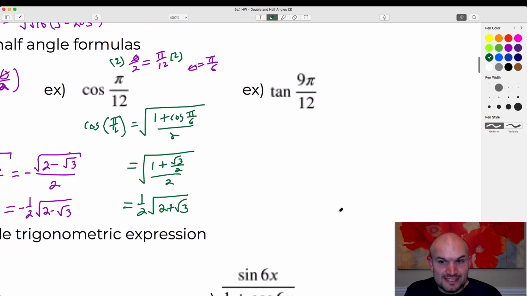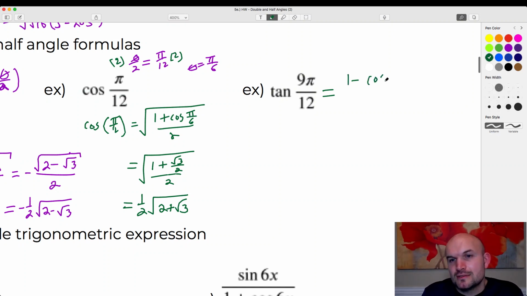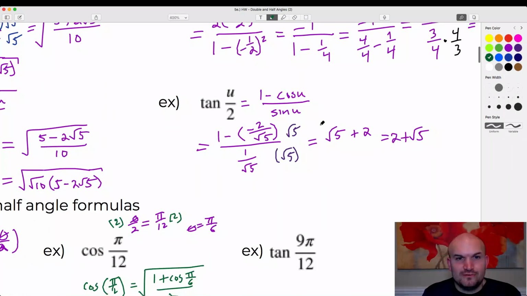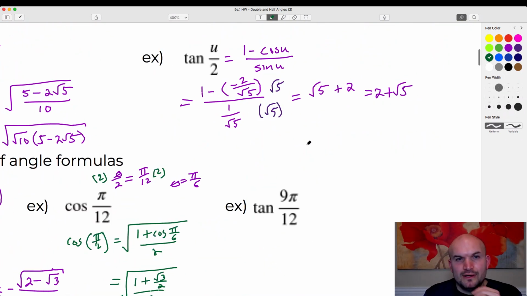All right, last but not least is the tangent here. And remember what we're doing, half angles. The half angle formula for the tangent would be 1 minus cosine, divided by sine. So 1 minus cosine, let's just call this theta again, divided by sine of theta. So we're using the half angle, and I wrote the half angle right above here. It's right there.